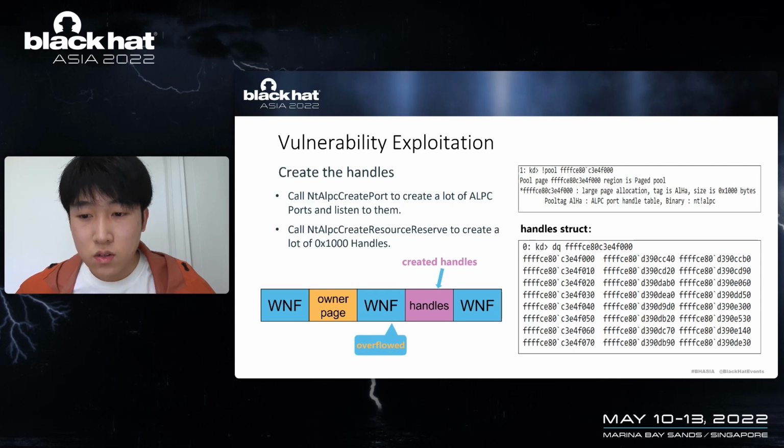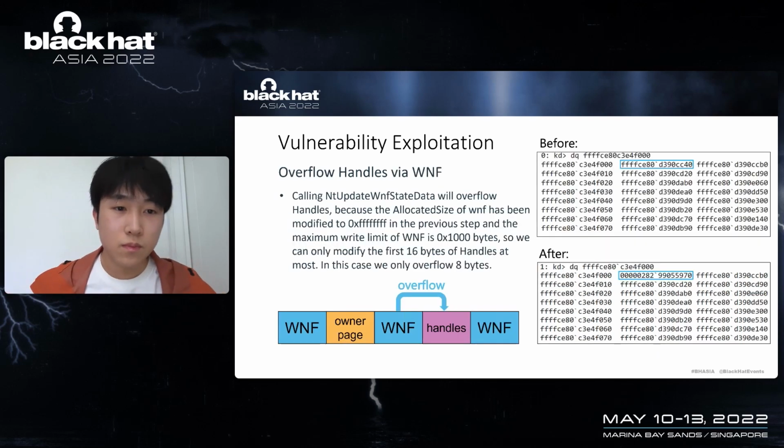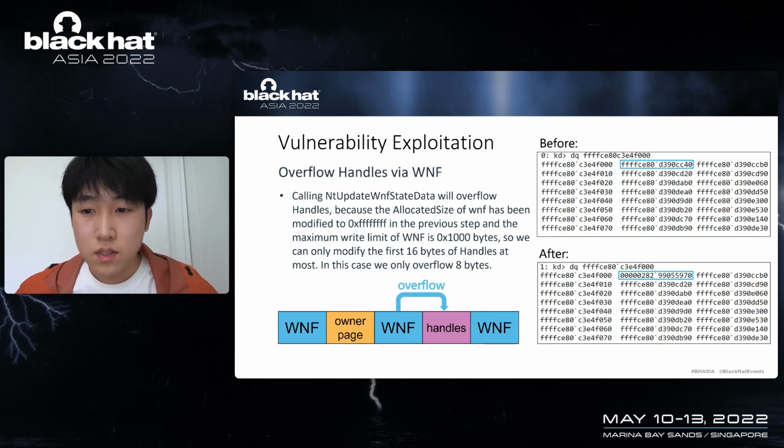So we found the structure of handles. All members of this structure are pointers. You can see the picture. The size of the pool is controllable. So we allocate handles of size 0x1000 to the whole of WF. We call ntupdate WF state date to overflow the WF block. You can see the position marked by the blue box. We overwrite the first pointer member of handles with the user mode address, which is the ARPC resource structure we fixed in user mode.